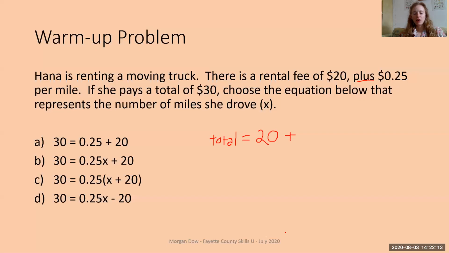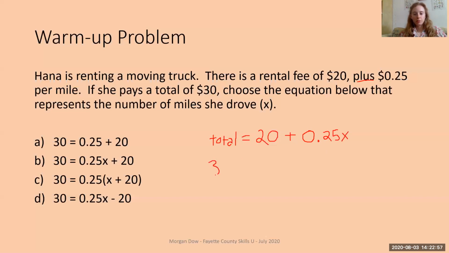Let's think about how we would calculate that mileage fee. So 25 cents per mile, and she drove some number of miles. If we knew how many miles she drove, how would we calculate the fee she has to pay for those miles? Well, we would do 25 cents times the number of miles she drove, right? If she drove 1 mile, she only has to pay 25 cents. If she drove 2 miles, she needs to pay 50 cents. If she drove 3 miles, she needs to pay 75 cents, and so on. So what we're doing there is taking that rate of 25 cents per mile and multiplying it by the number of miles that she drove.